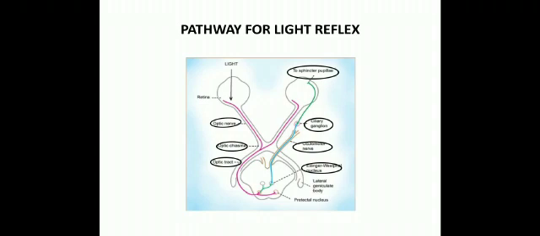So, throwing light on one eye produces constriction of the pupil in both the eyes, that is the consensual reflex. That is due to the bilateral connections of the pretectal nucleus with the Edinger-Westphal nuclei.